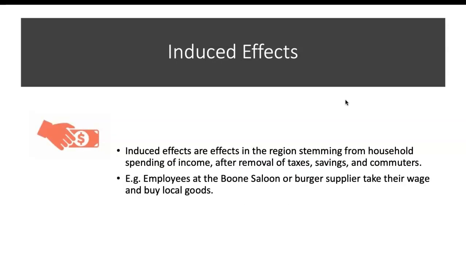To continue the story further, the initial spending into the Boone Saloon, as we said, generates output, but therefore also income for the owners and the workers of the Boone Saloon. If, for example, an employee takes their share in that increase in income and on the way home picks up food for the family from a local supplier, that's an induced effect. So induced effects are effects within the region of interest that stem from household spending of the increase in income that's associated with the direct effect.